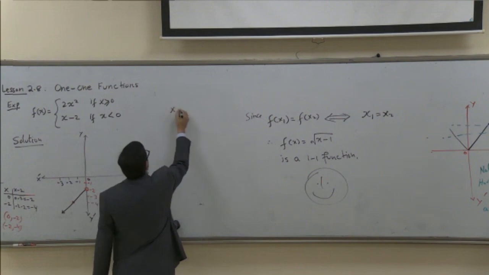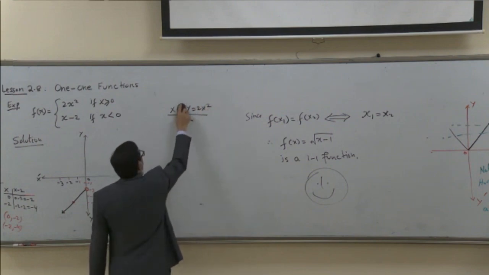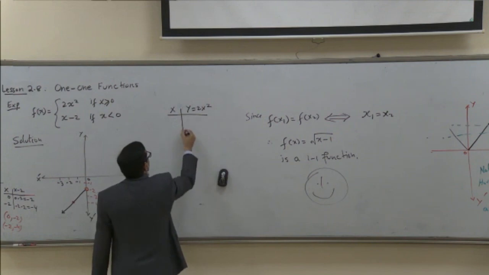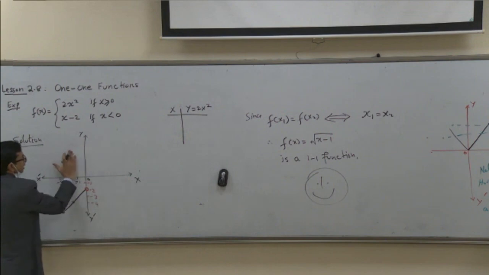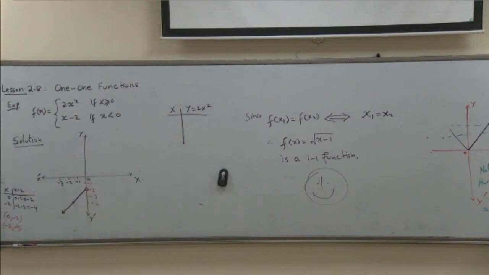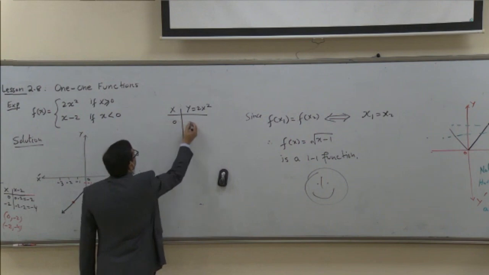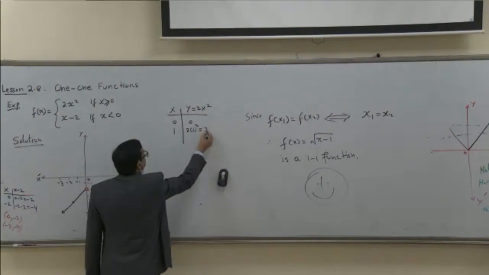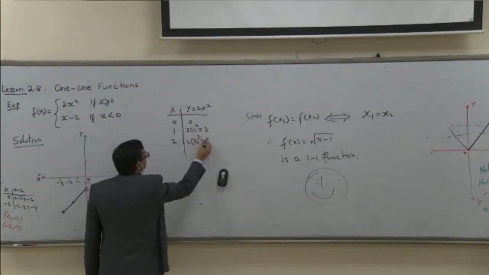I take here x and y is equal to 2x squared. Take some points, because the parabola is only on this side. We are not taking negative points. Negative points are not required because half of the parabola is there. So if I take 0, this will give you 0. 1 will give you 2 times 1 squared, which is 2. 2 will give you 2 times 2 squared, which gives 8.